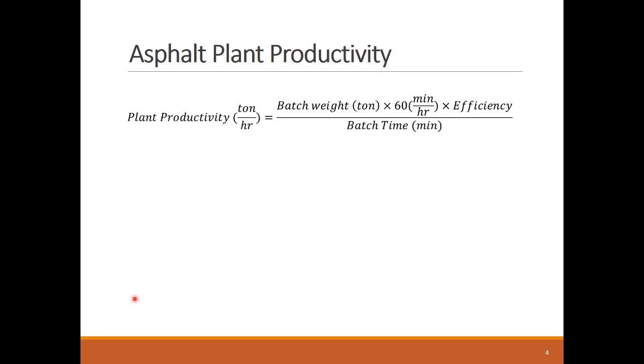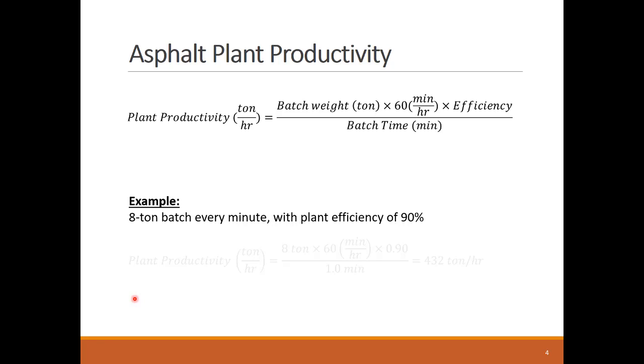The production of an asphalt batch plant is calculated using the shown simple formula as the rate of dividing the weight of each produced batch on the batch production time. The formula also accounts for the plant efficiency factor. This is an example of a batch plant that produces 8-ton batch every 1 minute with a plant efficiency of 90%. When applying the formula, the batch production rate is 432 tons per hour.